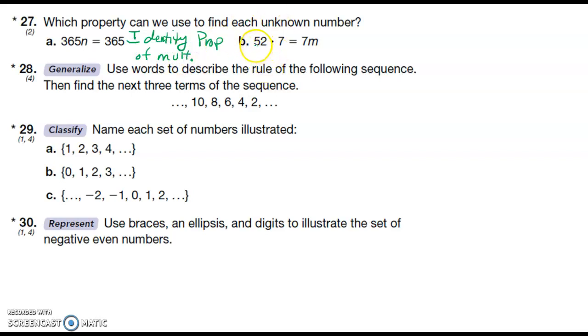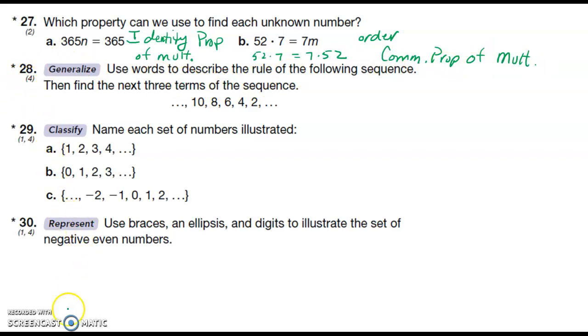And here on B, I have 52 times 7 equals 7 times what number? So I know that 52 times 7 is going to equal 7 times 52. So what I've done is I've changed the order. Order is the commutative property. And since we're multiplying, it would be of multiplication.